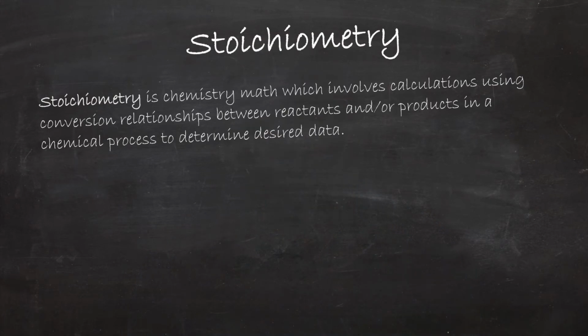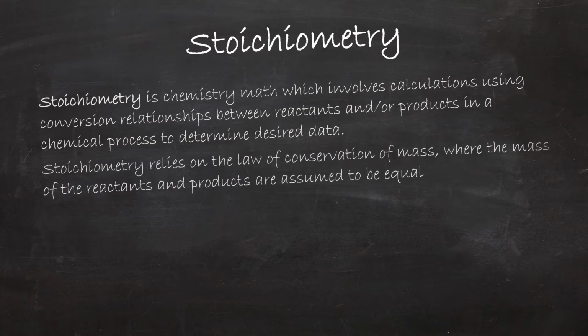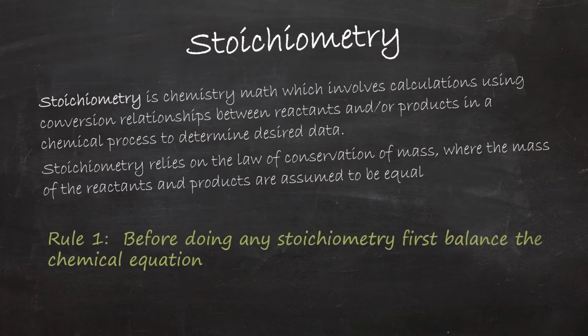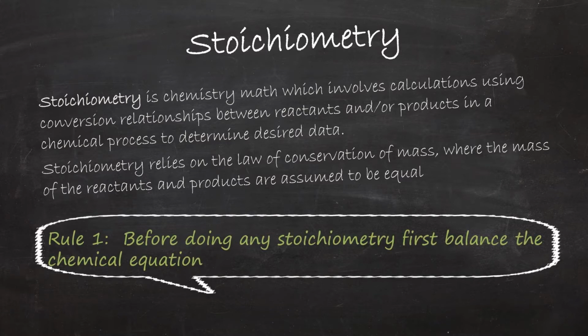Stoichiometry is a type of math utilized by chemists which involves calculations using conversion relationships between reactants and products in a chemical reaction equation to determine desired data. Stoichiometry completely relies on the law of conservation of mass, where the mass of the reactants and products are assumed to be equal. So it's critical that the chemical equations are balanced before we do anything else. Rule 1. Our first rule in doing any stoichiometry is to balance the chemical equation.